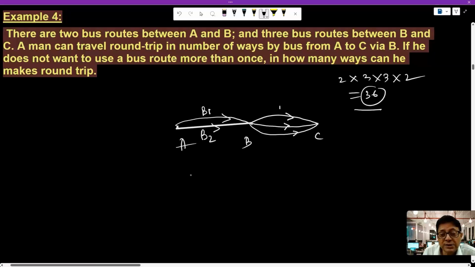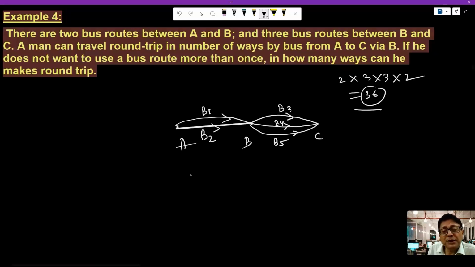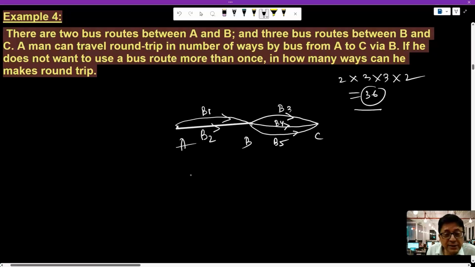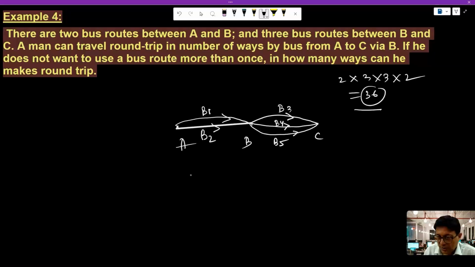And this is third one, fourth one, fifth one. Here there is a restriction. If he goes by route B2 from A to B, when the return journey is there to come back at A from B, he will not be using this one. He will be using B1. So I hope the process you have understood.